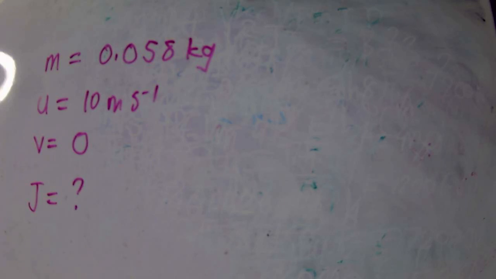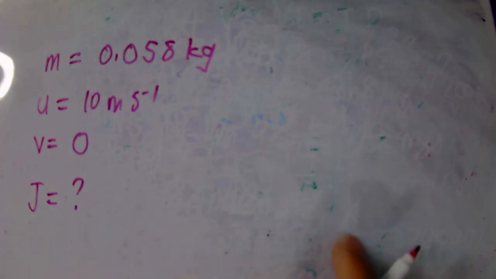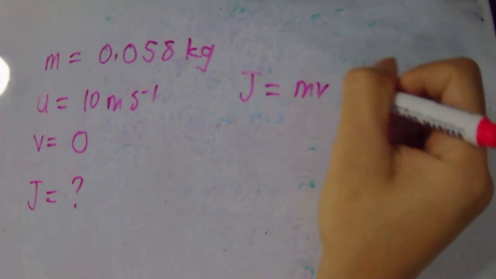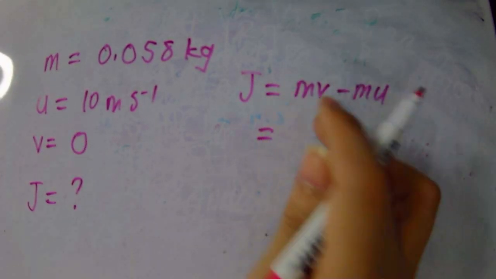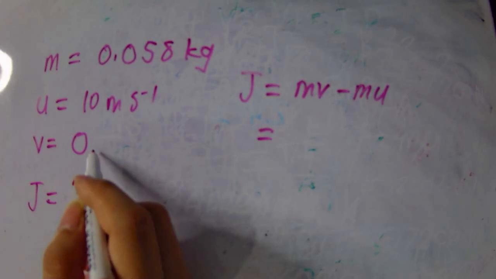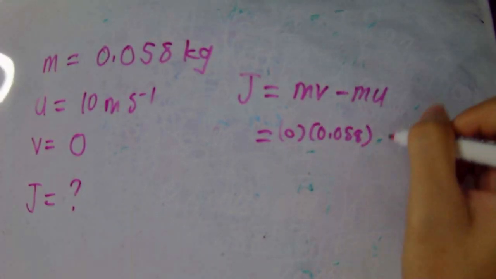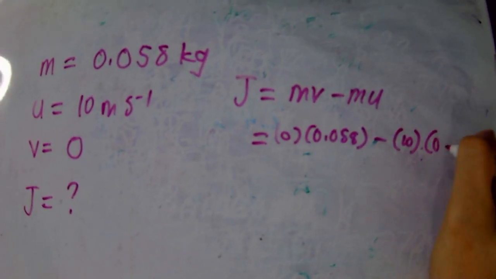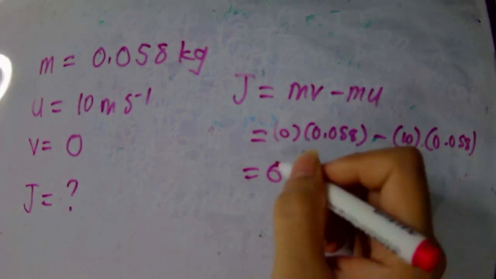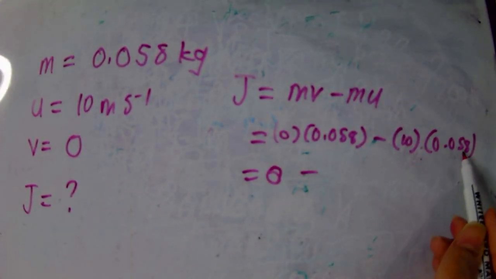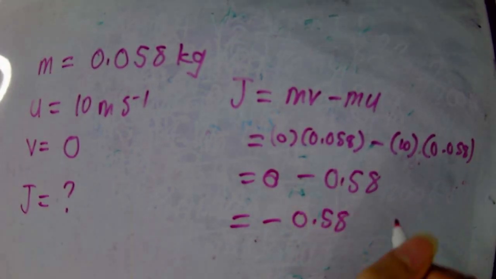So we've learned the formula just now, and this is the formula that we're going to use. J equals mv minus mu. Let me write it out. 0.058 times 0, minus 10 times 0.058. Anything times 0 equals 0, so 0 minus 10 times 0.058, which equals 0.58. So the final answer is negative 0.58 newtons.